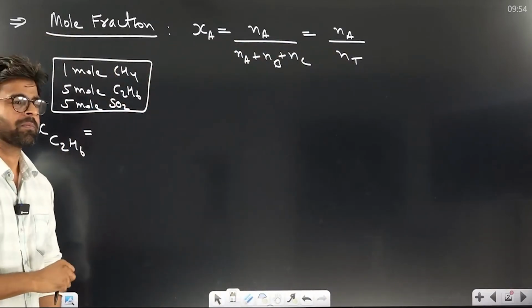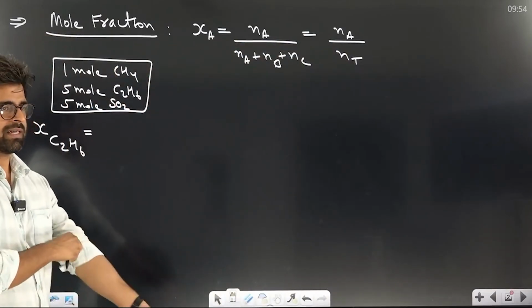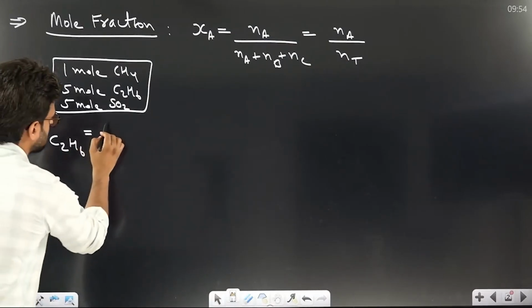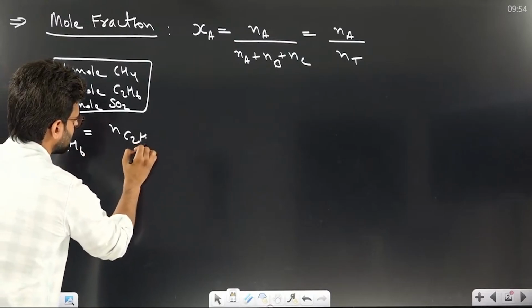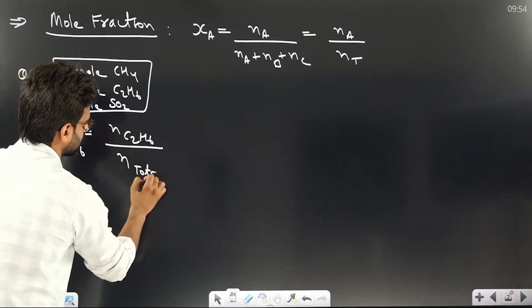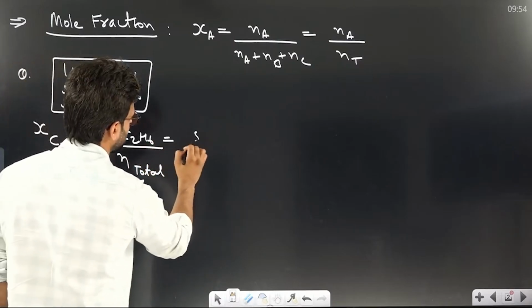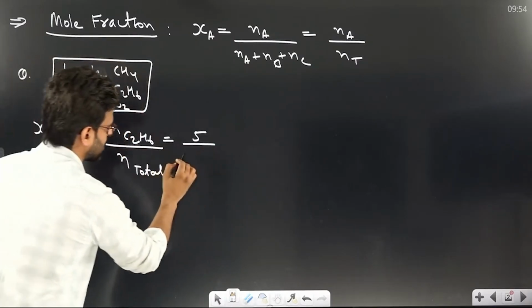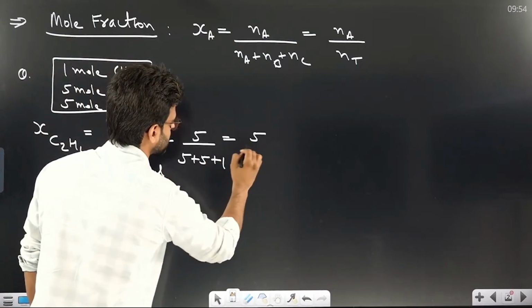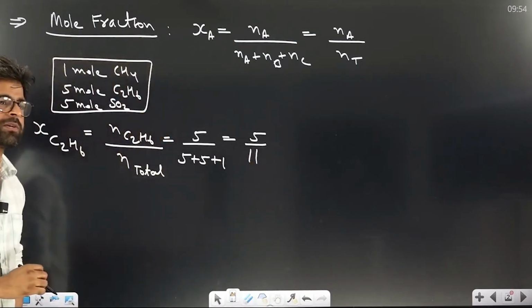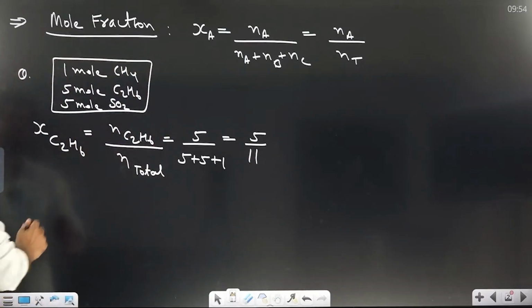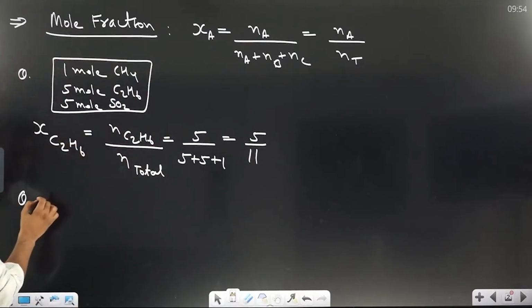Very good. So we are finding mole fraction of ethane here. So I will say moles of ethane divided by total moles, right? Very right. So I can say from here 5 are the moles of ethane, and total moles how many? 5 plus 5 plus 1. How much coming from here? 5 by 11. Right. Very good.